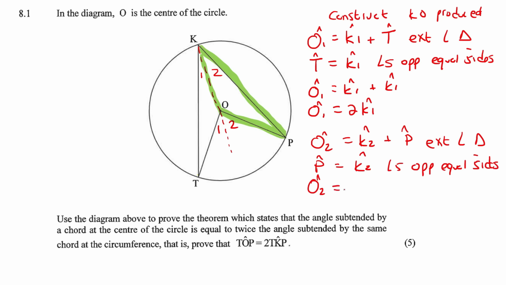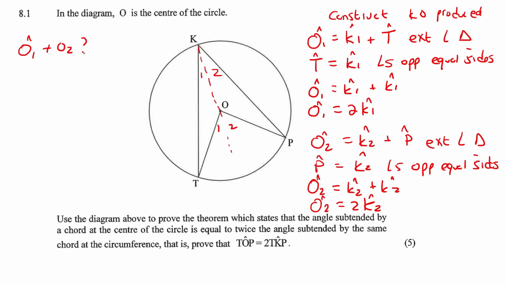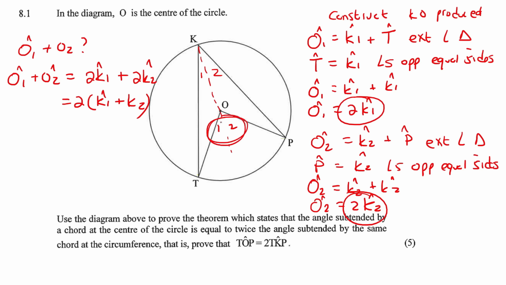So now we can look at what this whole angle is. What is this entire angle going to be? Well, that's going to be O1 plus O2, which is this plus that. Now take out a 2 as a common factor, and there we have it. So angle O1 plus O2, which is angle TOP, is double K1 plus K2. But K1 plus K2 is just this entire angle, which is TKP. So TOP is 2 times angle TKP.